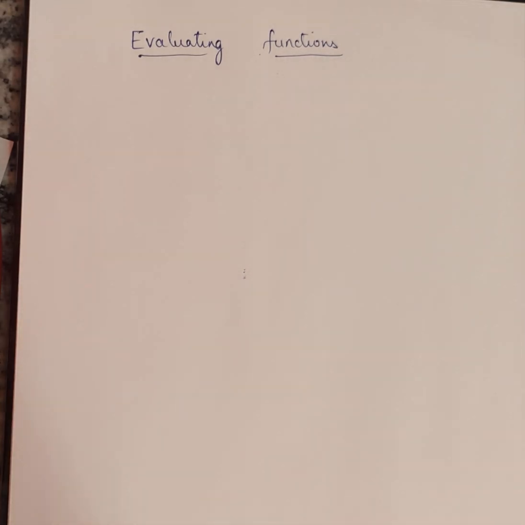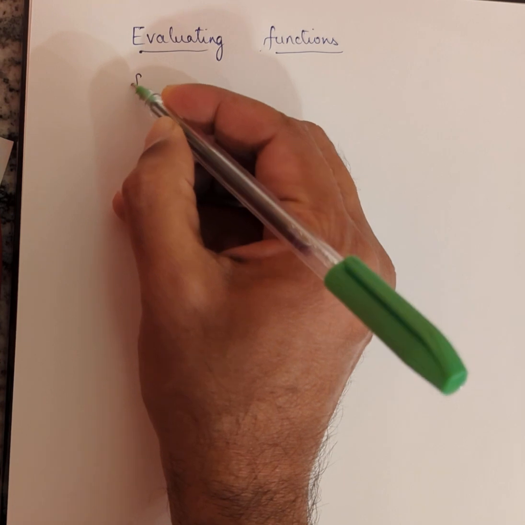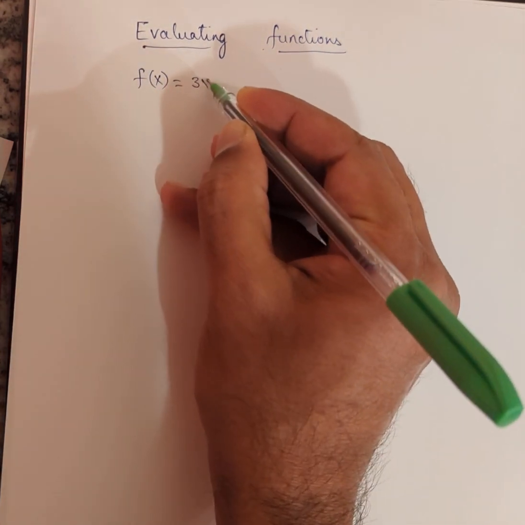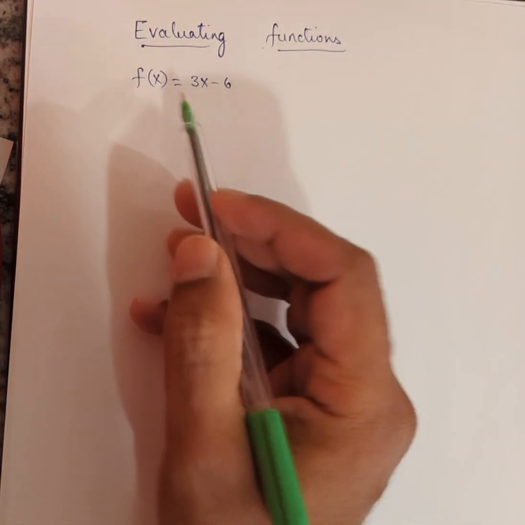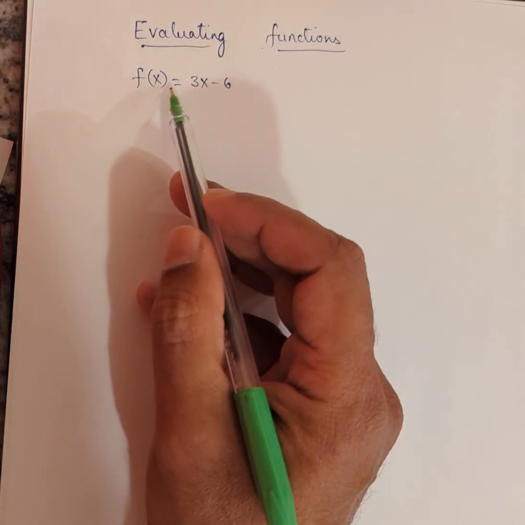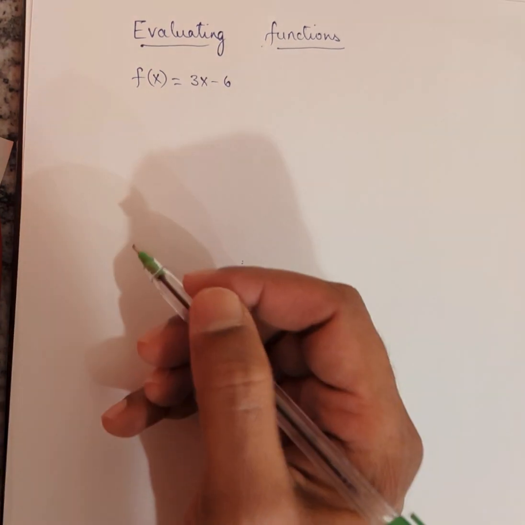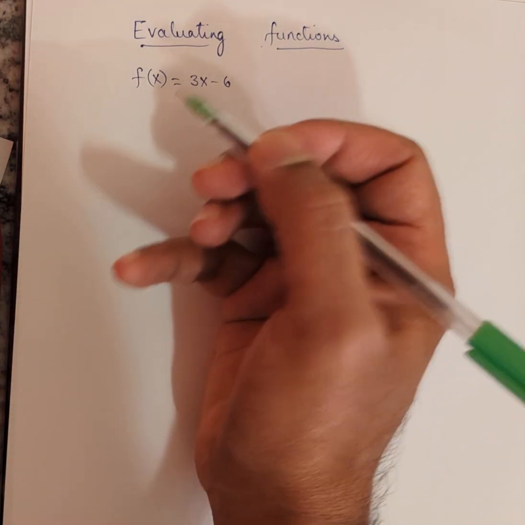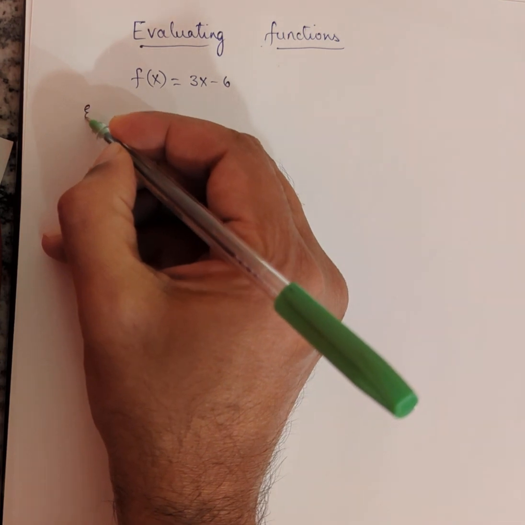Evaluating functions. Now, when a function is described by an equation such as f of x equals 3x minus 6, then it provides a way to find the output for a given input. Now, typically in problems, that would be specified by asking you to find f of a specific input. So let's look at a first example.